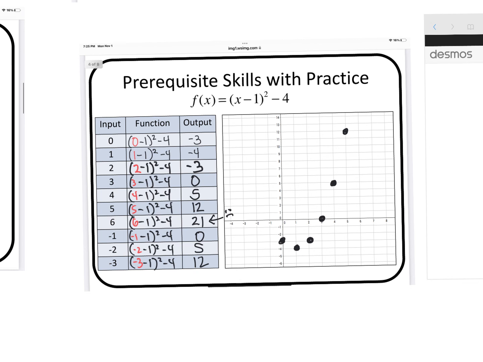Okay. And so we have a negative 1 that we're plugging in and getting a 0. And we have a negative 2 that we're plugging in, and that's going to give me a 5. And then finally, a negative 3 plugging in, we got a 12. Okay. And so at the end of the day, what we can do is connect up all the dots and we have ourselves a parabola.